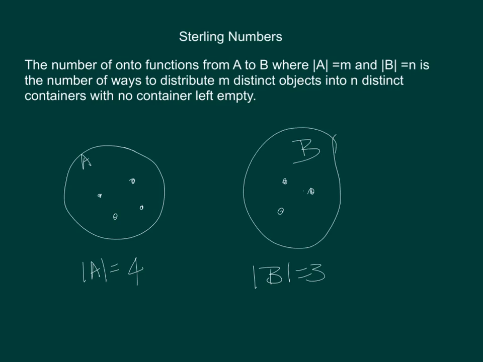So the number of ways I can map each element of A onto B is basically the number of ways I can consider these elements as being put into containers. Here's 1 container, here's 2, and here's 3. So there are many ways I can put them into the containers. But if I count the number of onto functions, in which every element of B is hit, that's equivalent to saying no container is left empty.